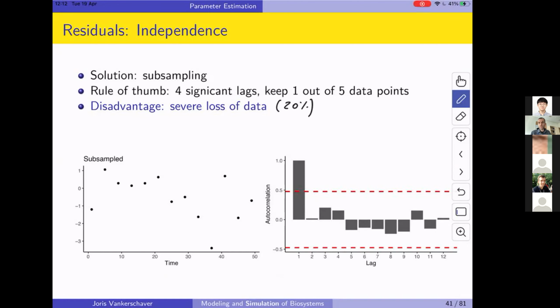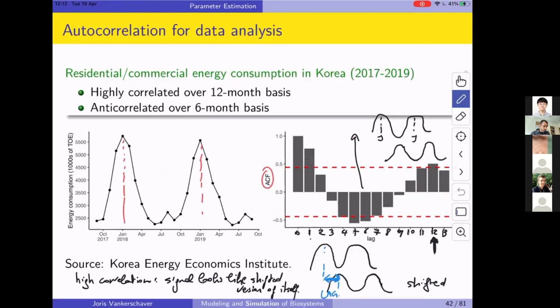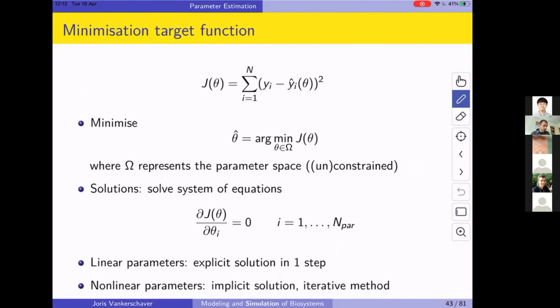What you can do if you don't want to subsample is you can use the fact that there's some structure in your residuals and explicitly model that. So add some interaction terms or some higher order terms or correlations to your model, and then use all your data. But that falls a bit outside the scope of this course. Okay, so we covered this example.